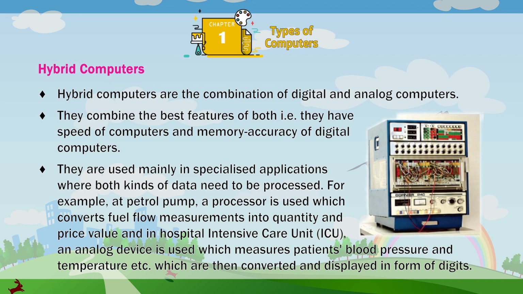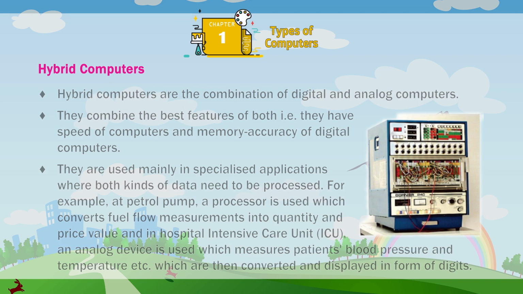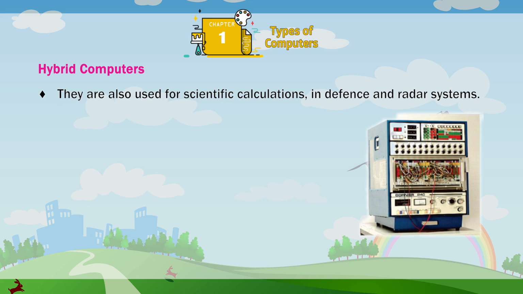For example, at a petrol pump, a processor is used which converts fuel flow measurements into quantity and price value, and in a hospital intensive care unit (ICU), an analog device is used which measures the patient's blood pressure and temperature, etc., which are then converted and displayed in the form of digits. They are also used for scientific calculations in defense and radar systems.